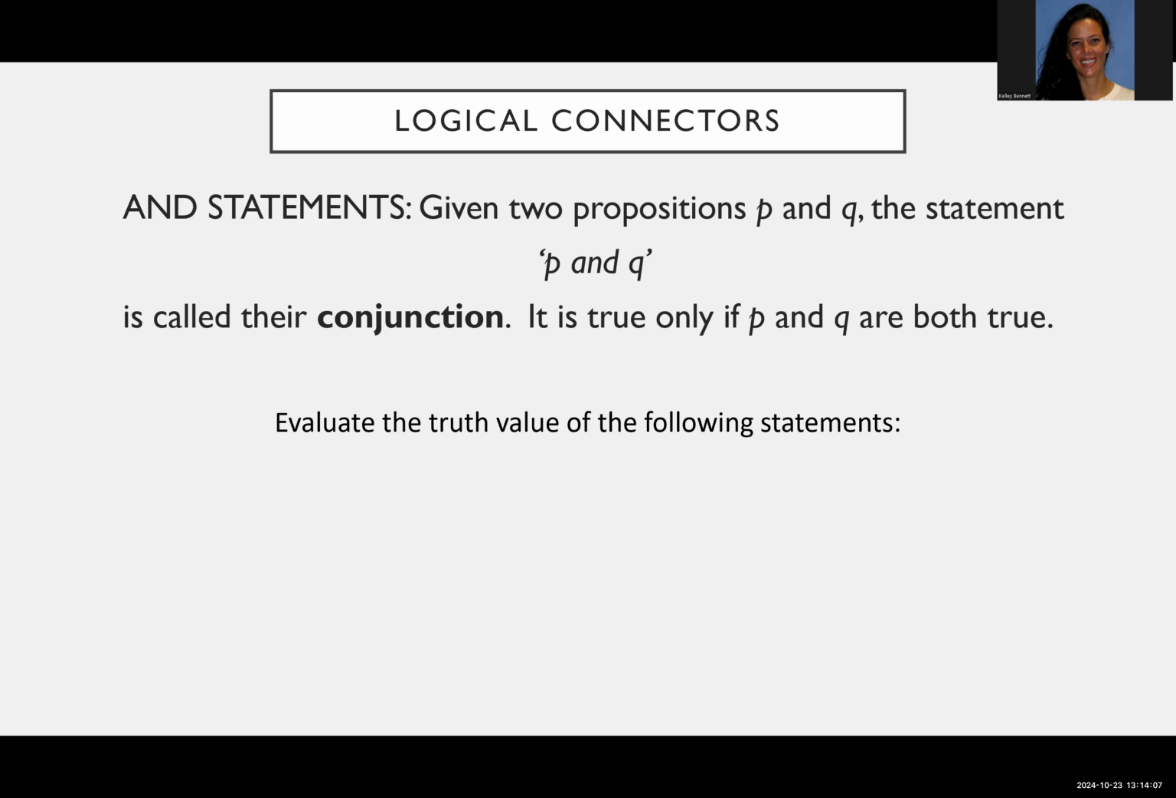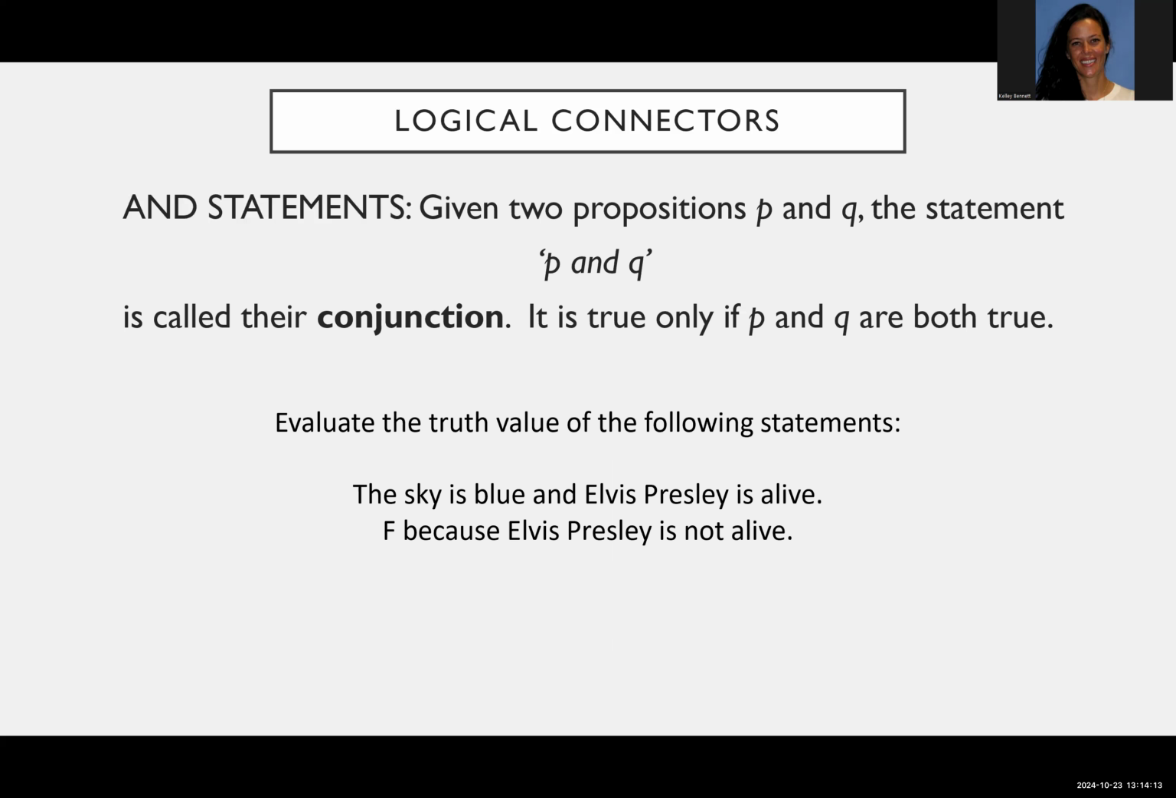Let's look at an example. The sky is blue and Elvis Presley is alive. All right, so because Elvis Presley is not alive, this whole statement is false. Remember that they both have to be true. You might be thinking about whether or not this is a conjunction. It is a conjunction. Proposition P, the sky is blue. Proposition Q, Elvis Presley is alive. The word that connects them is "and", A-N-D. So this is a conjunction. And we know that for a conjunction to be true, both propositions individually have to be true. And Elvis Presley is not alive, and I don't want to hear another word about that.